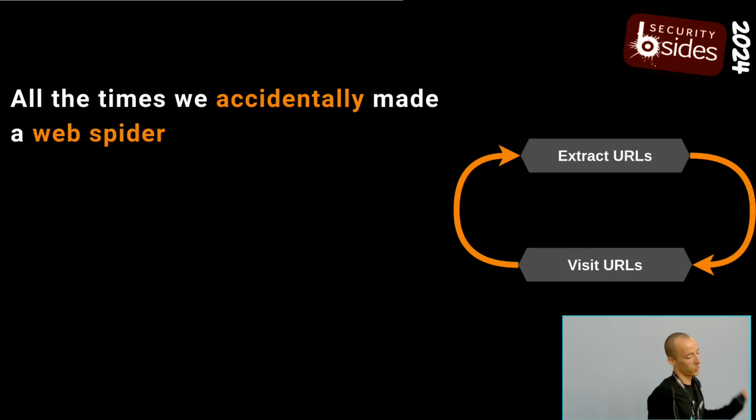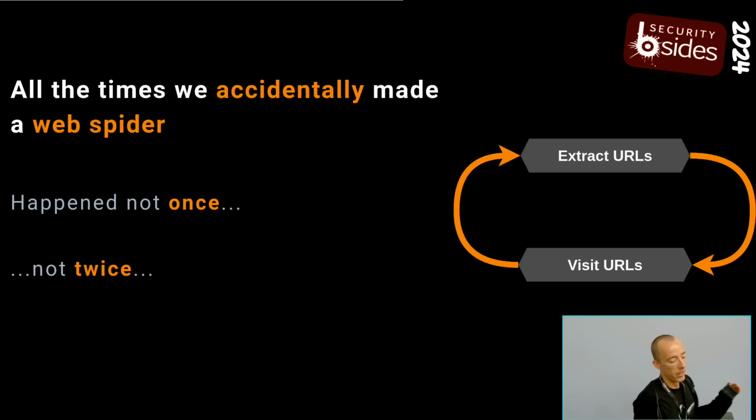These were web bugs. We ran into a lot of web bugs. Web was probably worse than DNS. Like DNS wildcards give us a lot of trouble. Web was even worse, though. We accidentally made a web spider like 3 times.